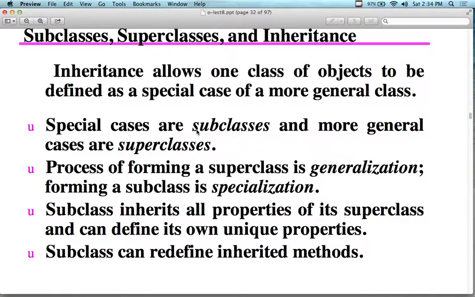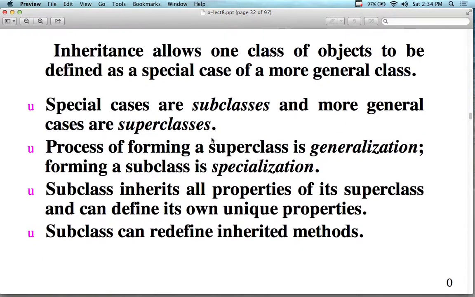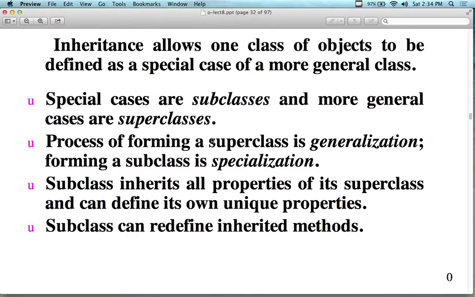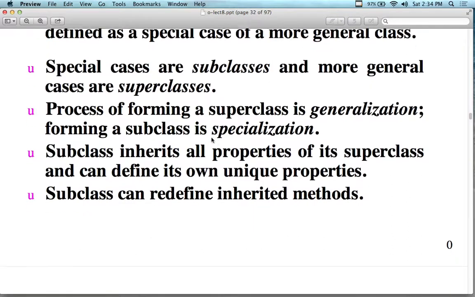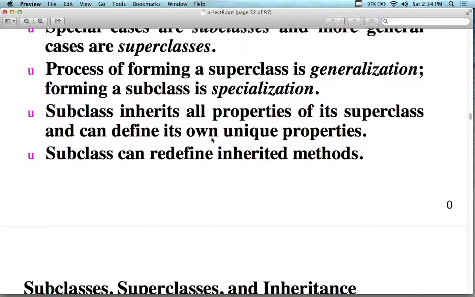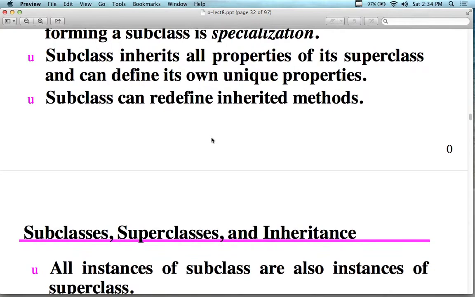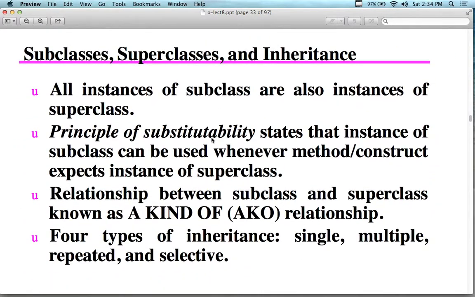So subclasses are special cases of superclasses, and the process of forming a superclass is a generalization. A subclass is a specialization in terms of the concept. The subclass inherits all the properties of its superclass and can be defined with its own unique properties. Subclasses can be redefined, inheriting methods and data and everything that's above it from the superclass. So the instances of a subclass are also instances of the superclass, and everything you learned about object orientation in terms of inheritance applies.